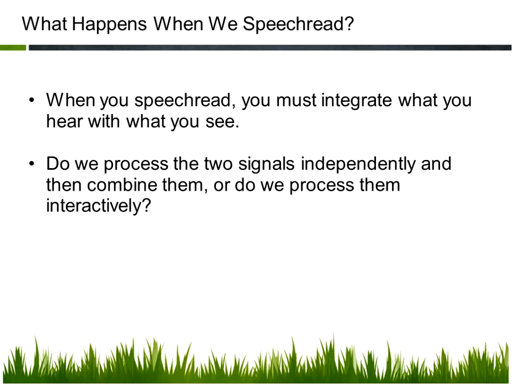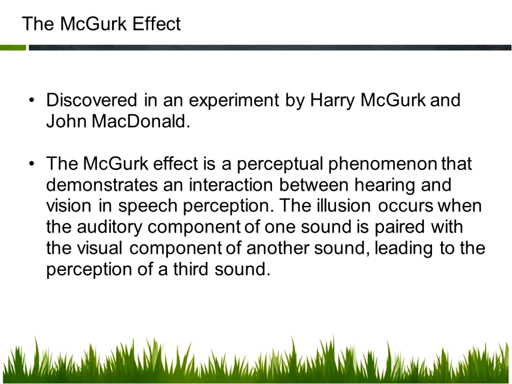So what happens when you speech read? When you speech read, you have to integrate what you hear and what you see, because you've got auditory information and visual information. And for years and years, there has been lots and lots of research about how the human brain integrates auditory and visual information. Do we take those two signals and process them independently and then combine them, or do we process them interactively, both at the same time, to arrive at a whole?